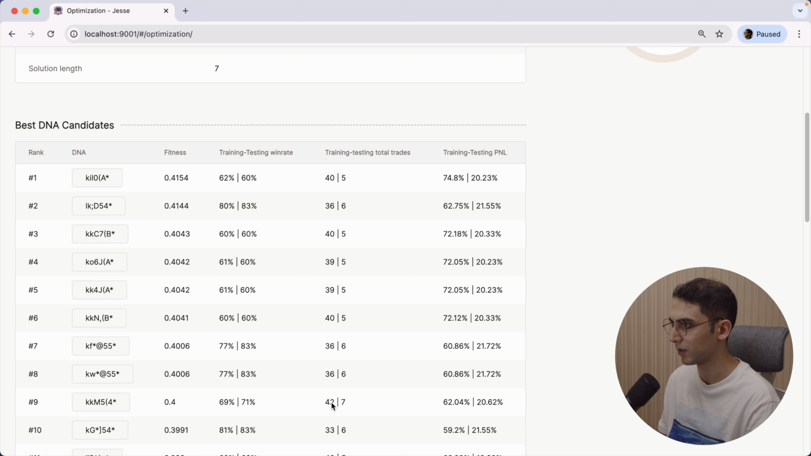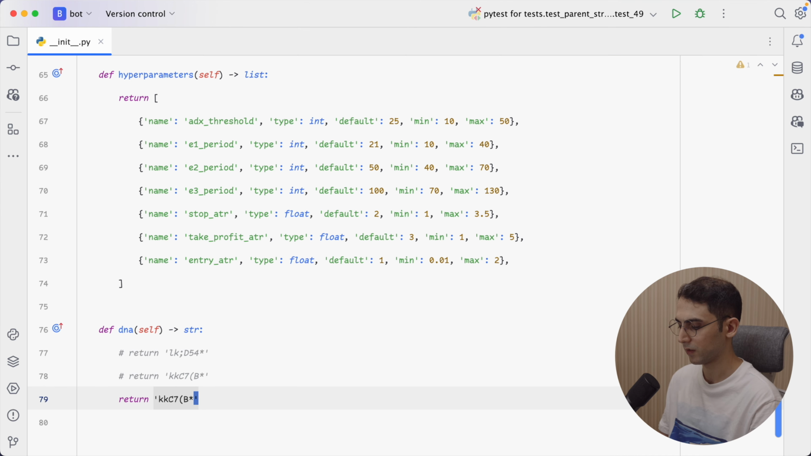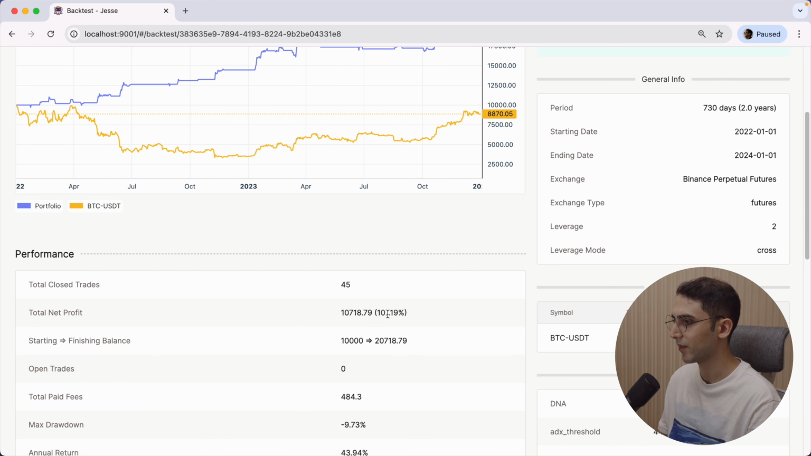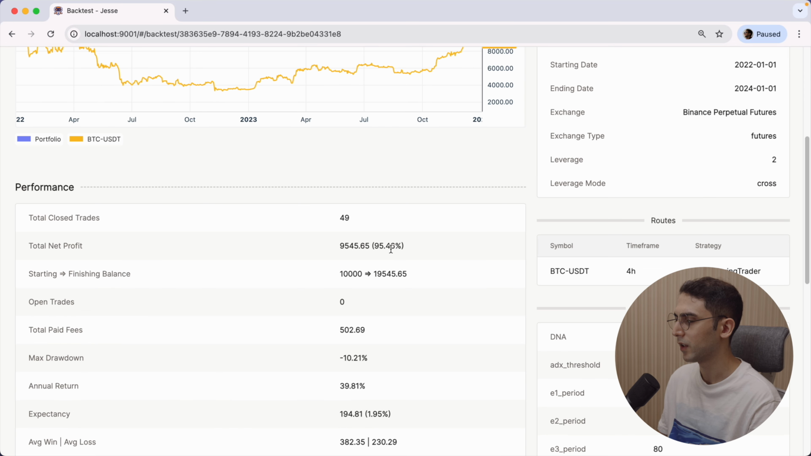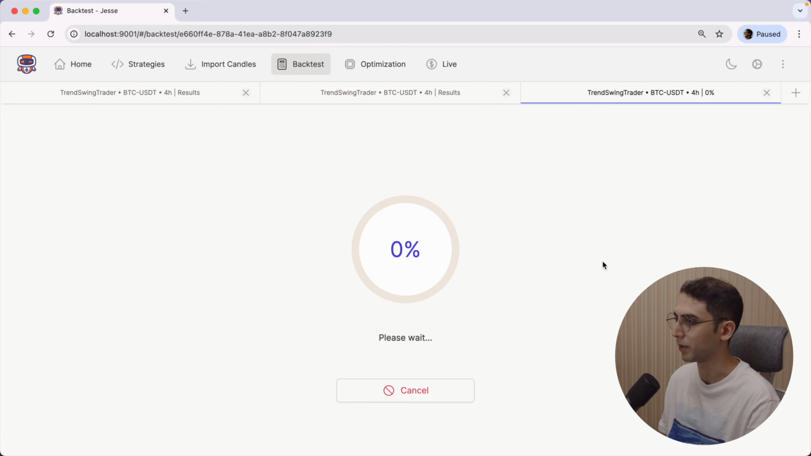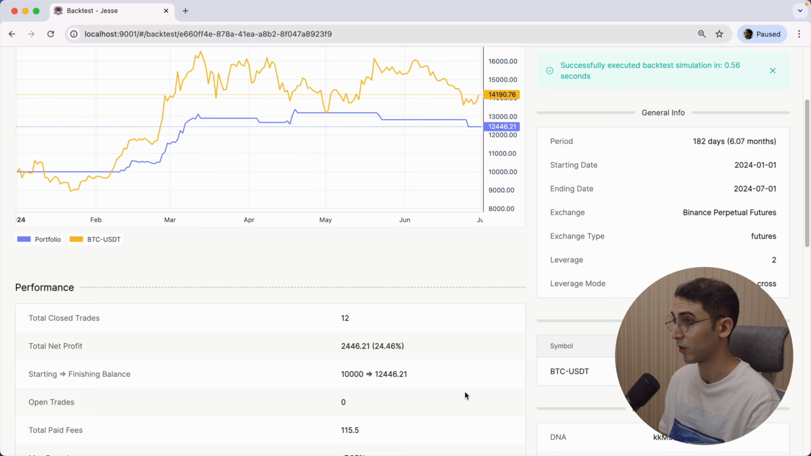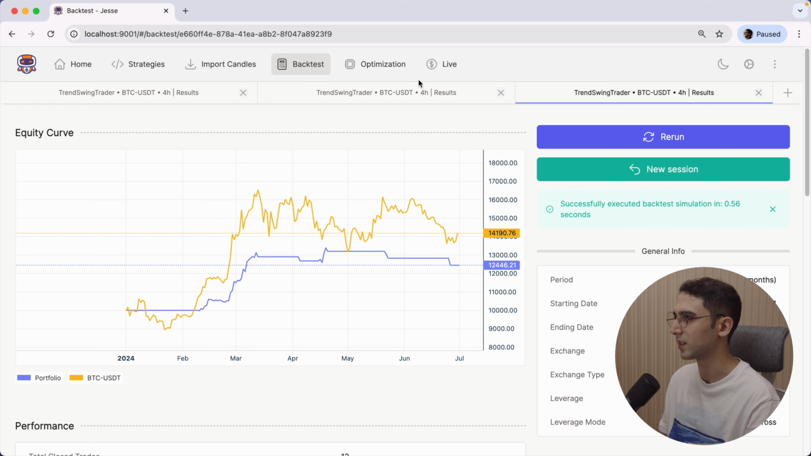So this one is executing actually the most number of trades, and that's something I really like. So let's copy this one, go back to backtest. 107% minus 9. 95% and minus 10%. Not bad, but let's see how it does in the validation period. 24% minus 7%. Okay, so it's doing actually really well in the validation period. So far, I think it's the best one.